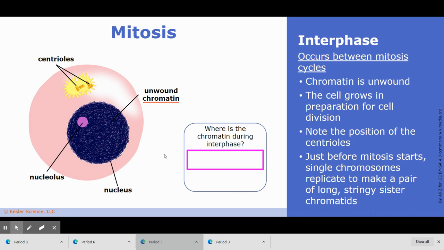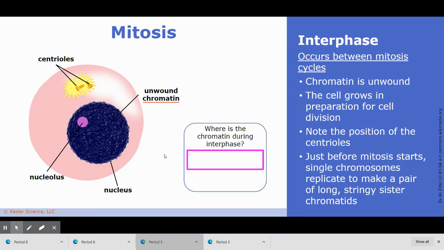So interphase is a phase in between cell divisions. When the cell is not dividing, it's in interphase, and that's actually when it's doing its job. So if it's a skin cell, it's doing the skin cell job. If it's a liver cell, it's doing the liver cell job. And at this point, it's still called chromatin because it's loose and unwound so that the cell can use the DNA for the instructions that are there.